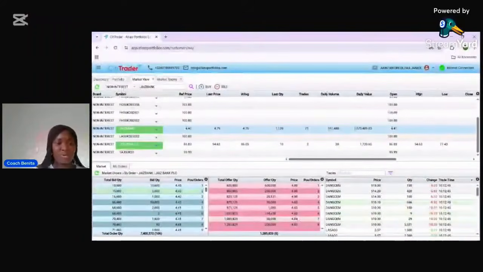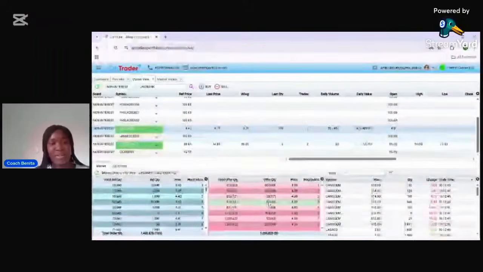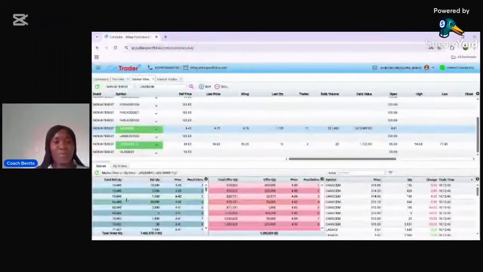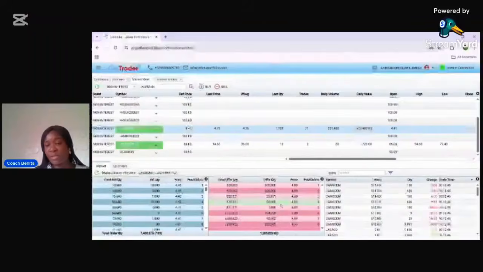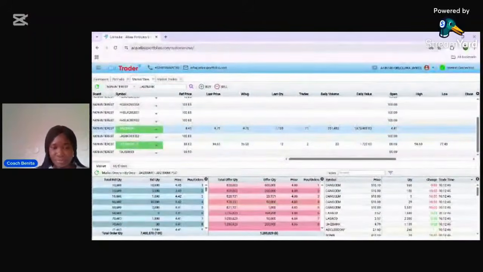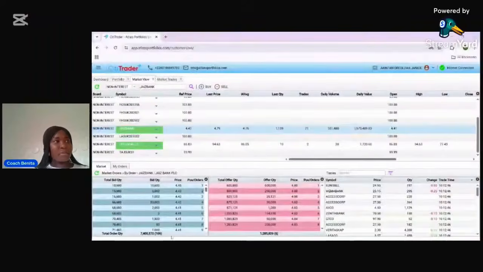So let me come back to our blue and pink side. I told you, don't forget, our blue side is the bid side, which means for the buyers. Our pink side is the offer, which means for the sellers. So let's see what we have here now. What can we see in the market?